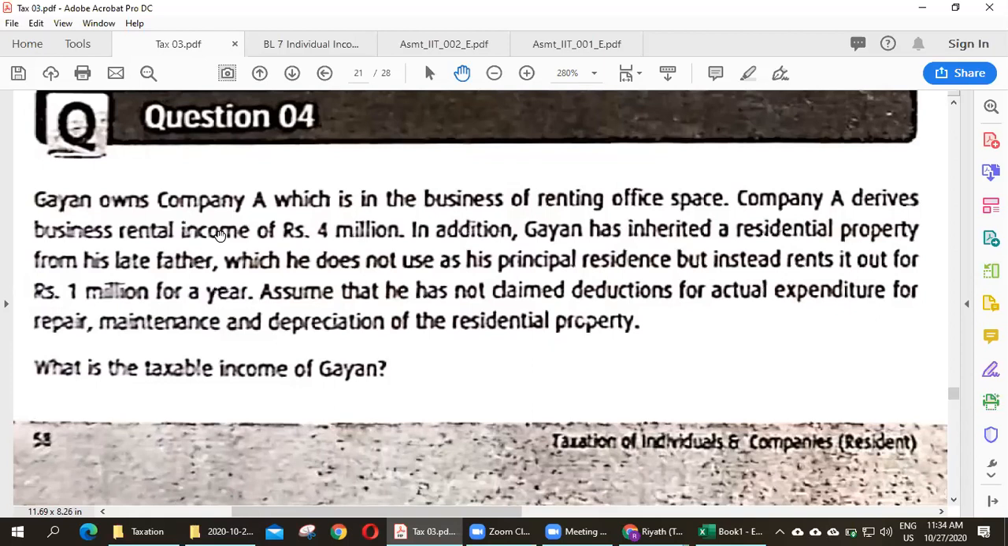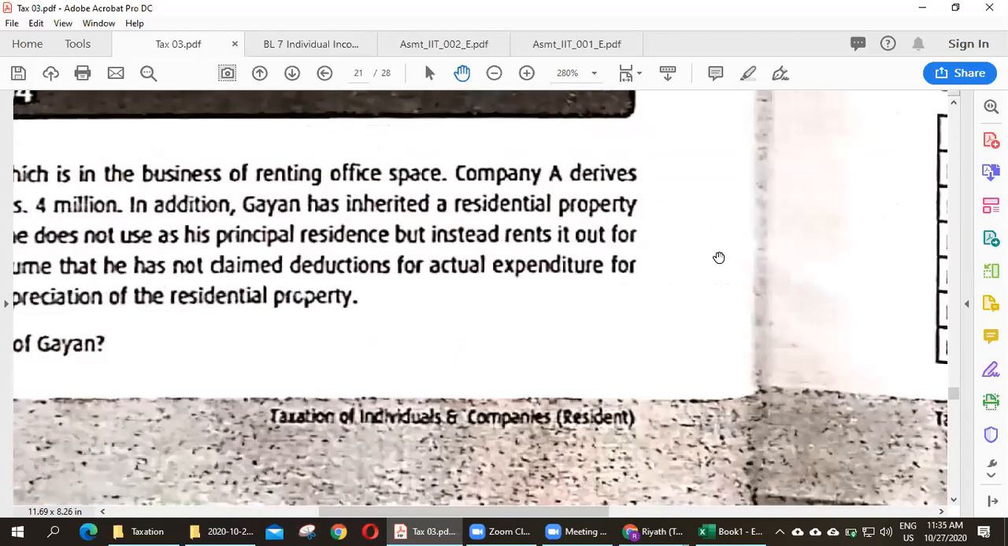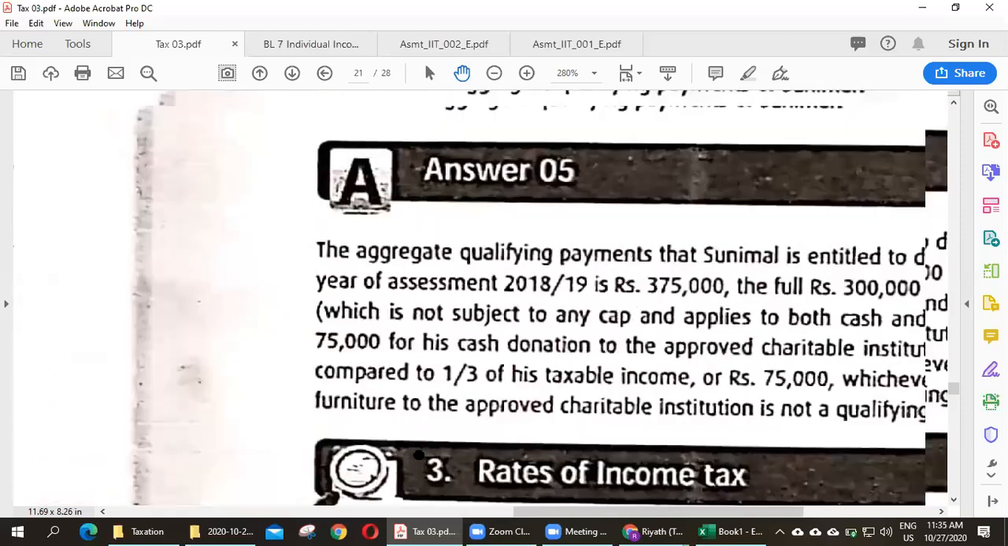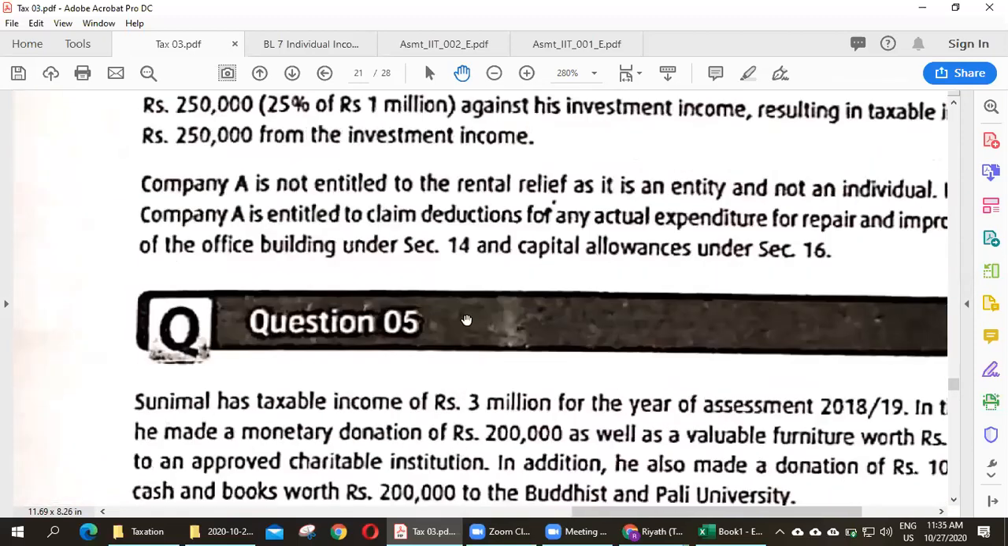His father passed away, so he was given one property, right? And he used that property for renting purposes, which he does not use as his principal residence, but instead he rents it out for 1 million for a year. Then it's not rent income, it should be treated as business income.